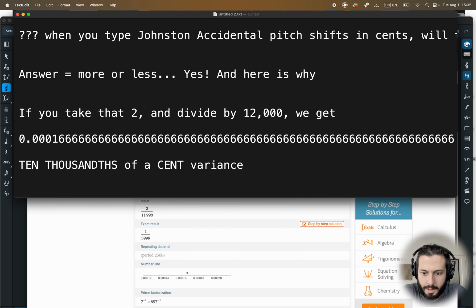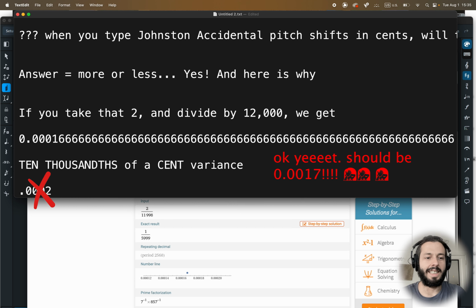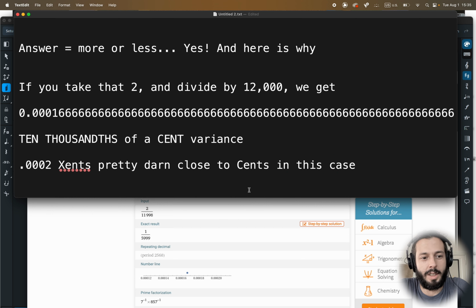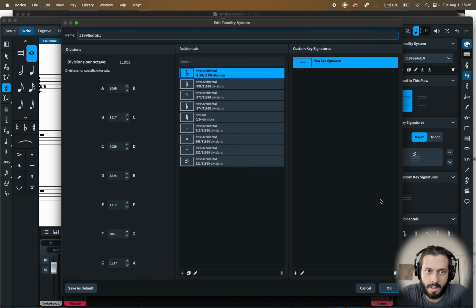If I'm reading that correctly, and please excuse any mistakes on my part, it's a bit of a mind bender. So that much of a cent deviation. More or less, when we say Xents are pretty darn close to cents, in this case we're going to be pretty spot on. A pretty good representation of extended just intonation. If you take the Johnston values right out of the Kyle Gann website, or wherever you get the values from, and you put them into the pitch bends, they're going to be really close, pretty spot on, working with what I've set up thus far in Dorico.